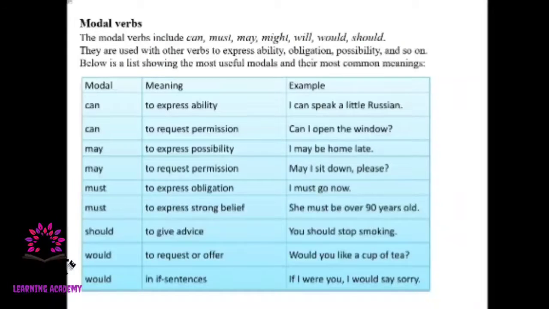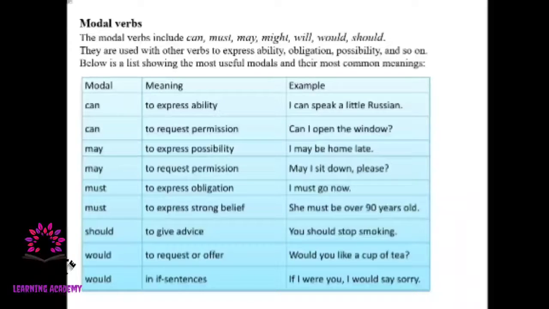Next we'll learn about modal verbs. See, there are many verbs, but modal verbs are only 7. They are can, must, may, might, will, would, should. These 7 things are called modal verbs. Again, there are no other modal verbs. So they are used with other verbs to express ability, obligation, possibility, and so on. See the list here. You find the modal and their meaning and also the example.